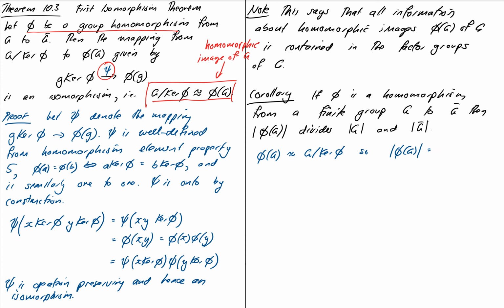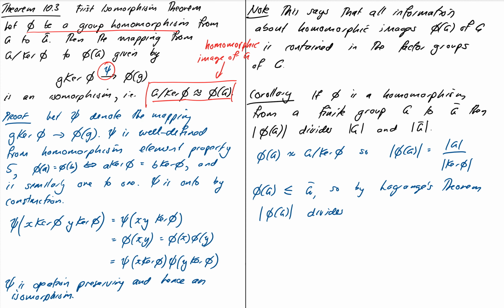times the order of the kernel. How do we figure that? Well, because it's isomorphic to the factor group, it's just going to have the number of elements of G divided by the number of elements in the kernel. And hence the order of phi of G divides the order of G. And similarly, we know that phi of G is a subgroup of G bar. So by Lagrange's theorem, orders of subgroups always divide orders of groups. The order of phi of G divides the order of G bar also.